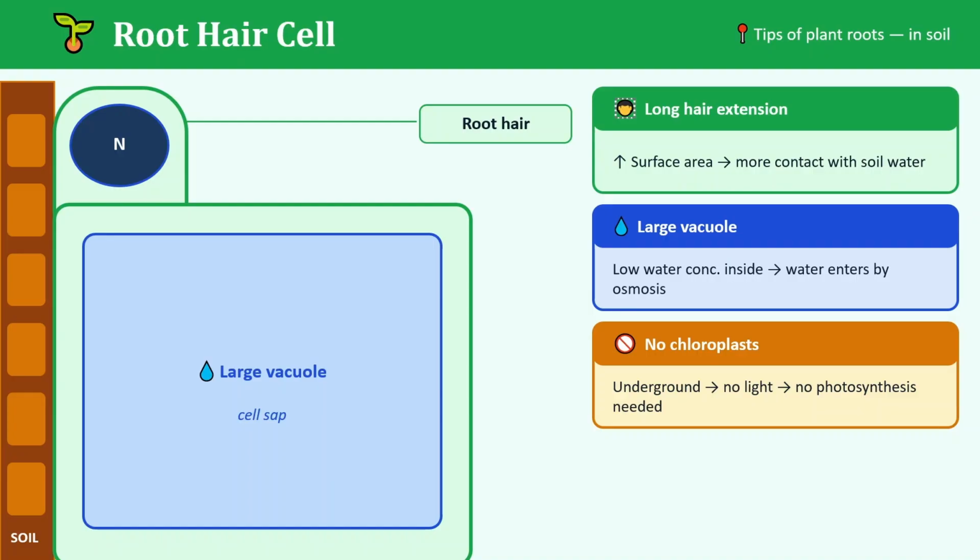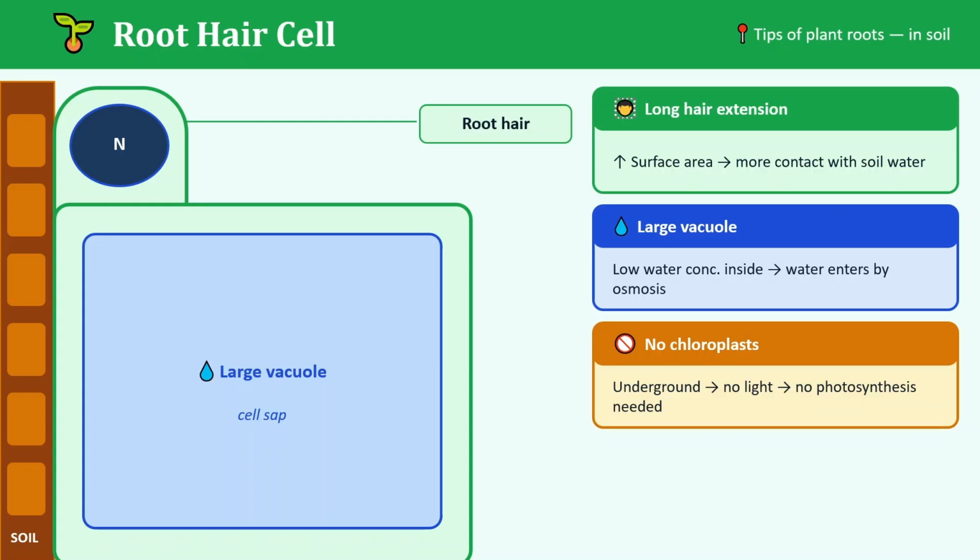Root hair cells do not have chloroplasts. Remember from video 2, chloroplasts are only found in green parts of the plant. Roots are underground, no sunlight reaches them, no photosynthesis can happen, so there is absolutely no need for chloroplasts.